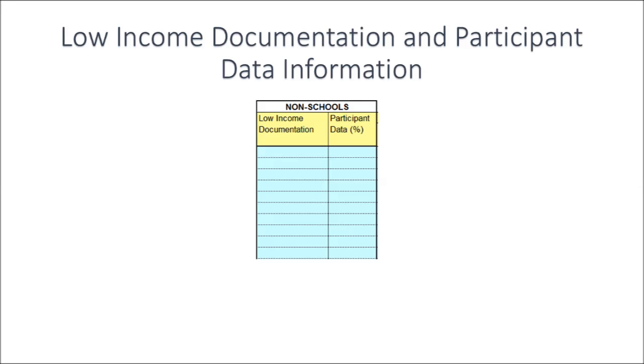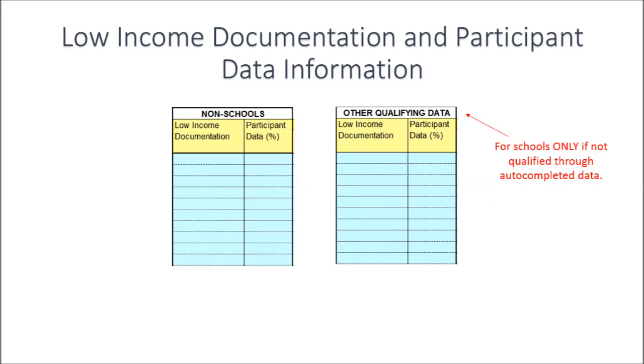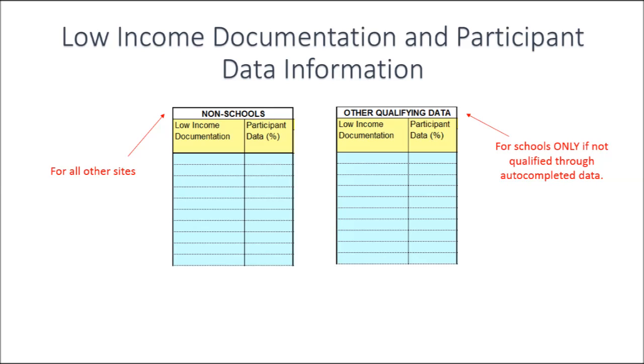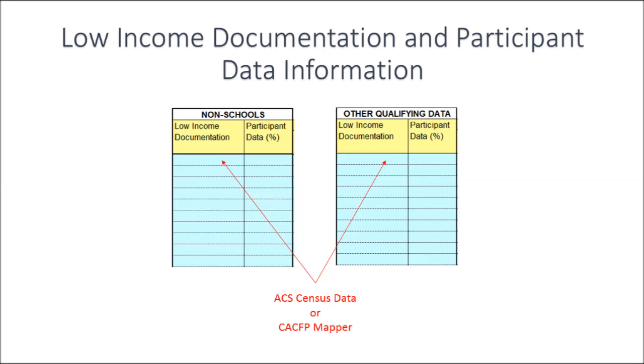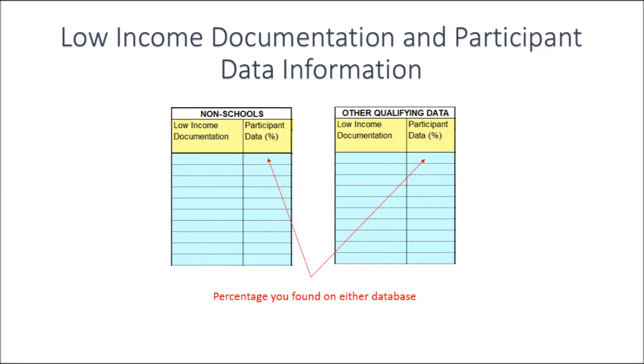The next column to fill in is the low-income documentation and participant data information. If you're filling this out for a school and found that it qualified through autofill, you can skip this step as it will already be filled in for you. Otherwise, use the data that you have found in previous steps that qualify your site. The first part of this is to type in the documentation that states your site qualifies. You would type which database, the ACS Census Data or the CA-CFP Mapper, whichever you used that confirmed your site will qualify. Next, type in the percentage of people at your site that you found on that specific database to be at or below the 185% federal poverty level.